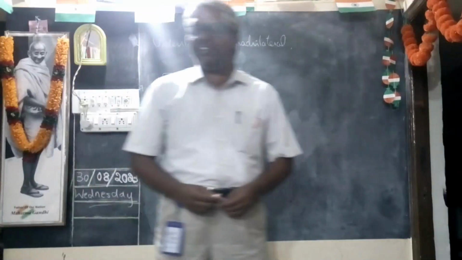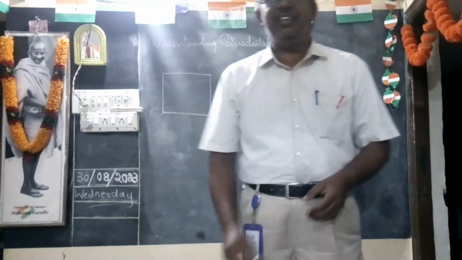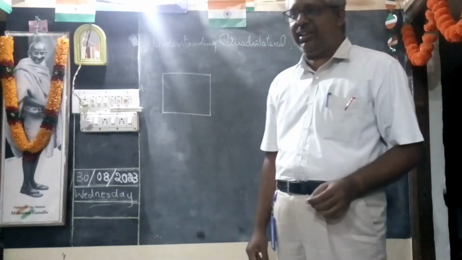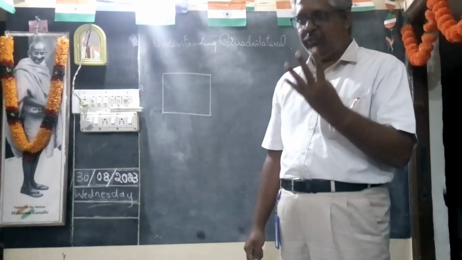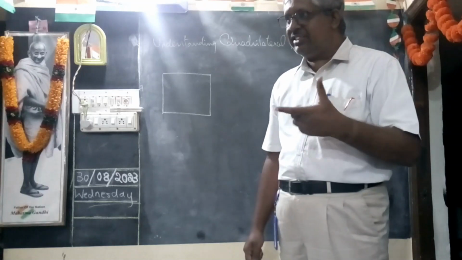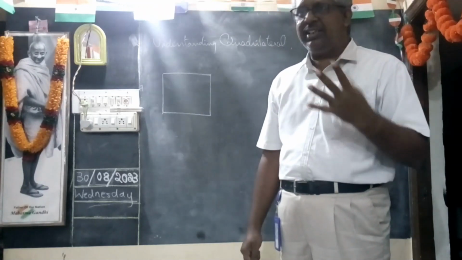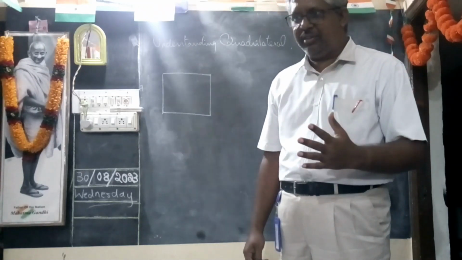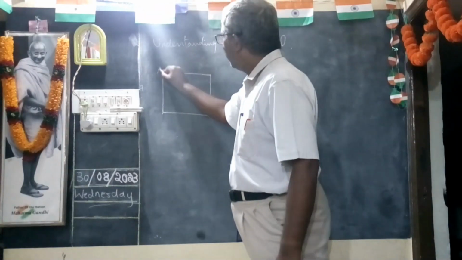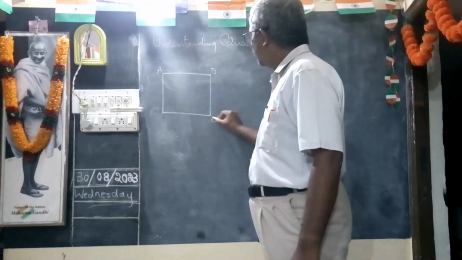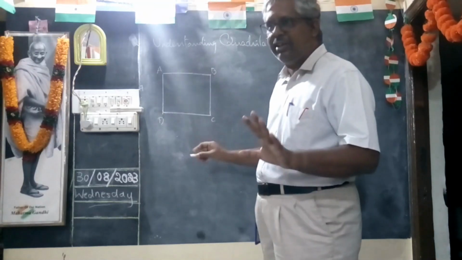We will start with standard 8 quadrilaterals. Here we are going to understand quadrilaterals. What I mean by quadrilateral is quad, 4, lateral, sided, a 4-sided figure. Okay, I have an example here where I have A, B, C, D, which is a quadrilateral.